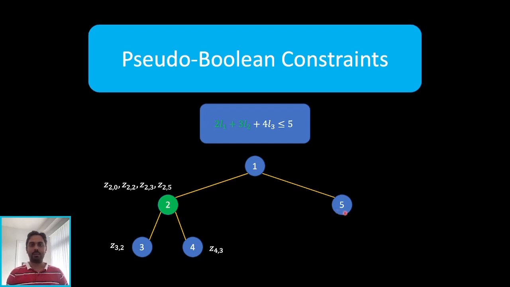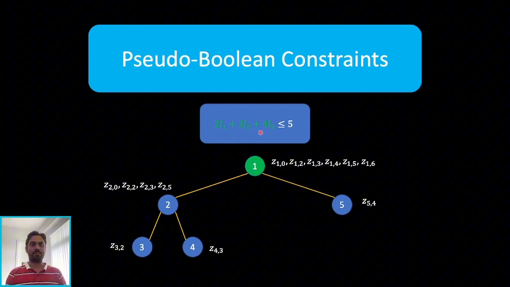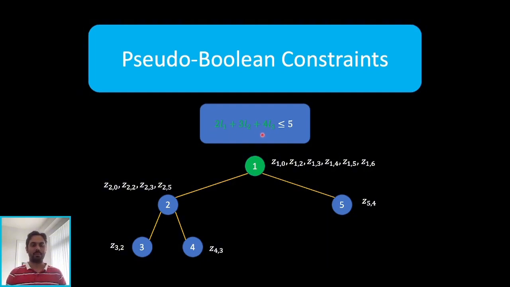And finally we have node 5 that will correspond to this 4L3 term, and node 1 will combine everything together and will be the entire left hand side. Here there are many possible sums. 0, while 1 is not possible because none of the coefficients are 1. We have 2, 3, 4, 5 and 6. Notice that sums higher than 6 are also possible. For example, if L2 and L3 are true, then we can have sum 7. If all 3 of them are true, then we can have sum 9.